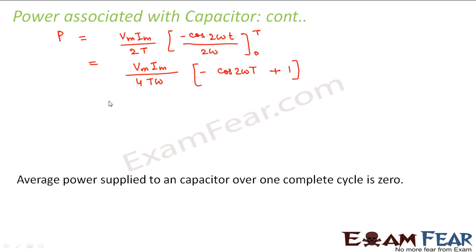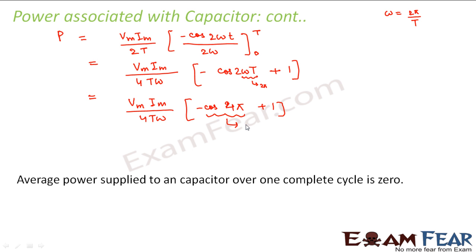Now this omega T can be replaced with 2 pi because we know that omega is equal to 2 pi by T. So this we can write as VmIm divided by 4T omega into minus cos 4 pi plus 1. Now what is the value of cos 4 pi? Cos 4 pi is equal to 1. So this will be equal to VmIm divided by 4T omega into minus 1 plus 1, which comes out to be 0. And now this is the average power associated with a capacitor.